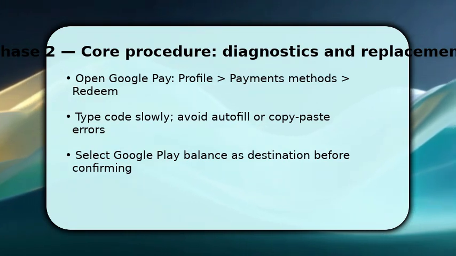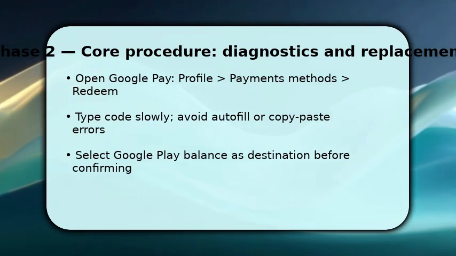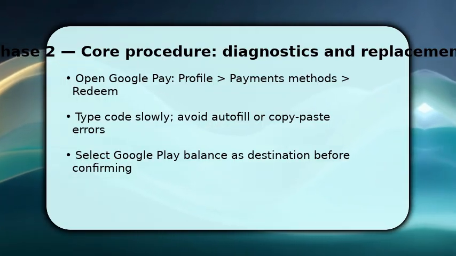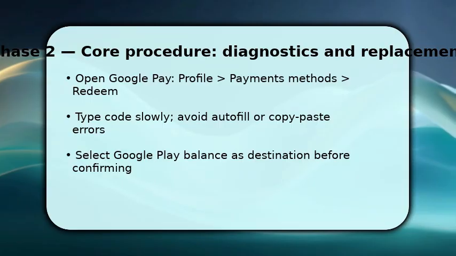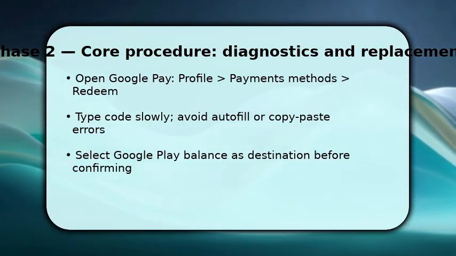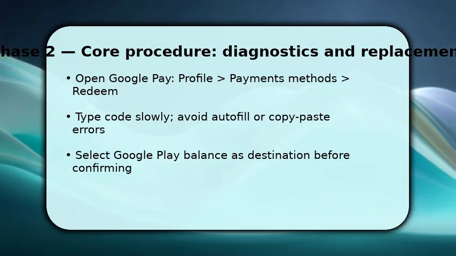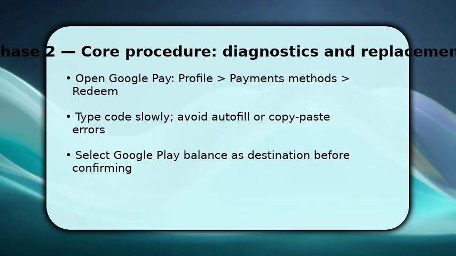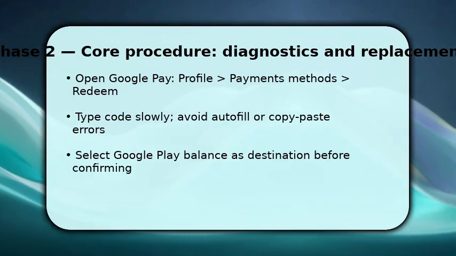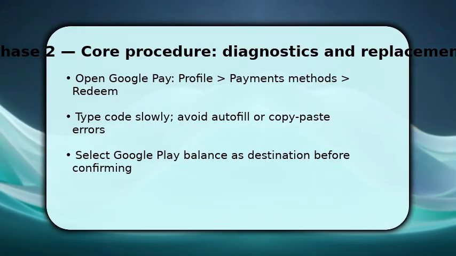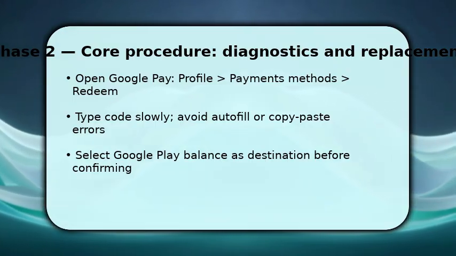In Google Pay, go to Profile, then Payment Methods, and tap Redeem. Type the code slowly. Autofill or copy-paste can insert hidden characters, so you avoid invalid entry errors. Next, make sure to choose Google Play Balance as the destination, not your bank card. After selecting the right destination, hit Confirm. Doing it this way explains why each selection matters and reduces the chance of the system routing the value elsewhere.